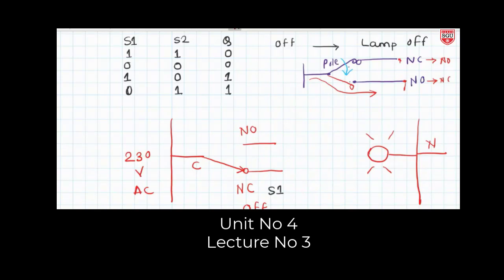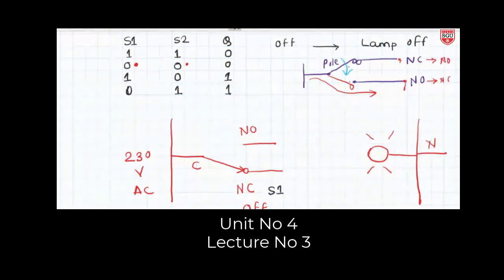So it is in off condition. So what should happen when S1 is off? S1 is off and S2 is also off. The bulb should be in the off position. So what I will do, I will arrange the circuit. Just see how I am arranging it.